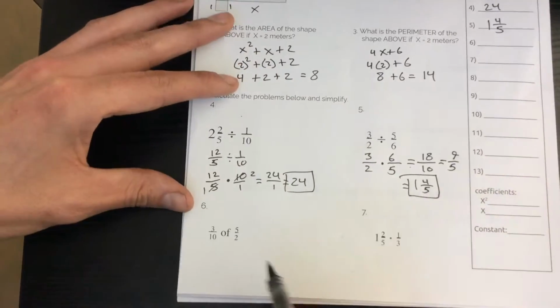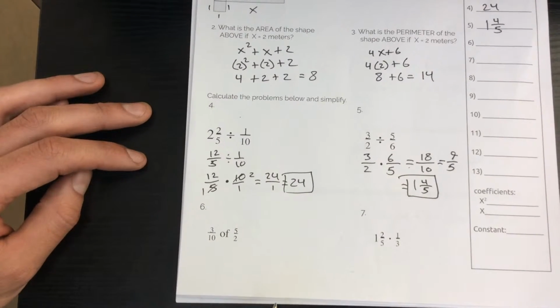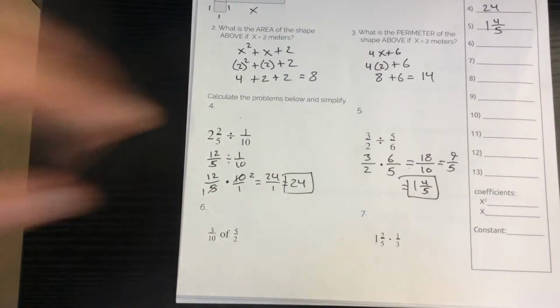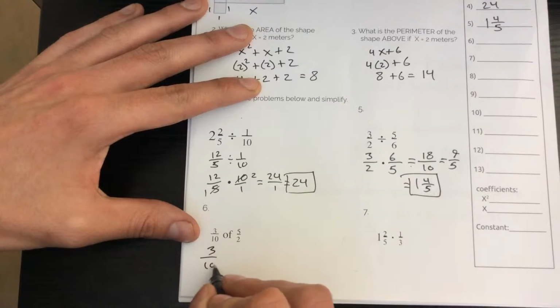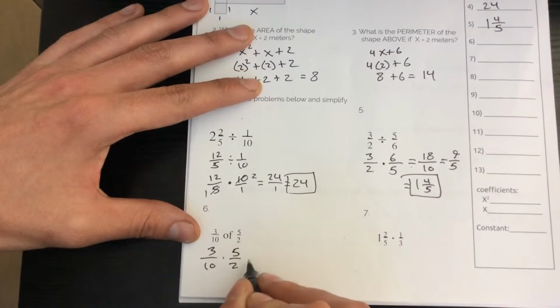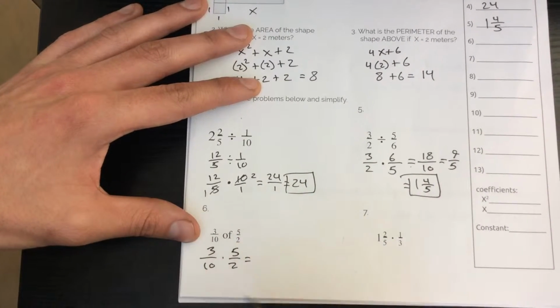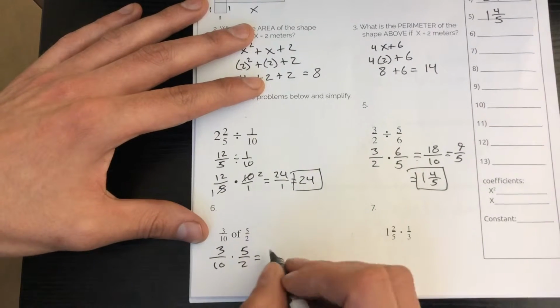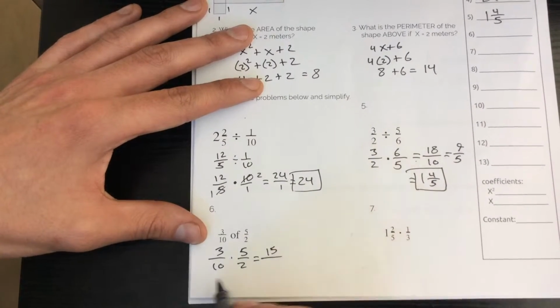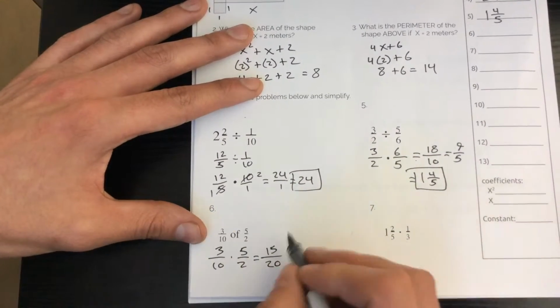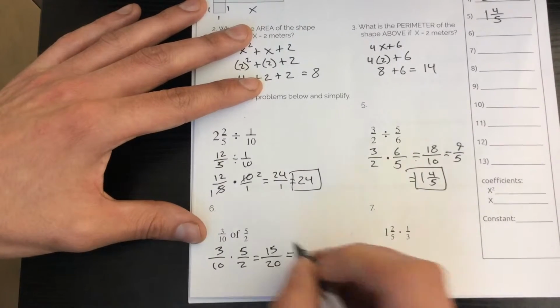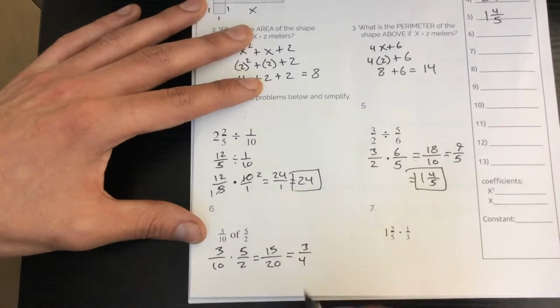Number 6, of in math means multiplication. So I'm going to go ahead and just do 3/10 times 5 halves. I'm going to not cross cancel just to show it to you guys this way. This would be 15, multiply on the top. On the bottom is 20. Divide those both by 5, and I get 3 over 4.